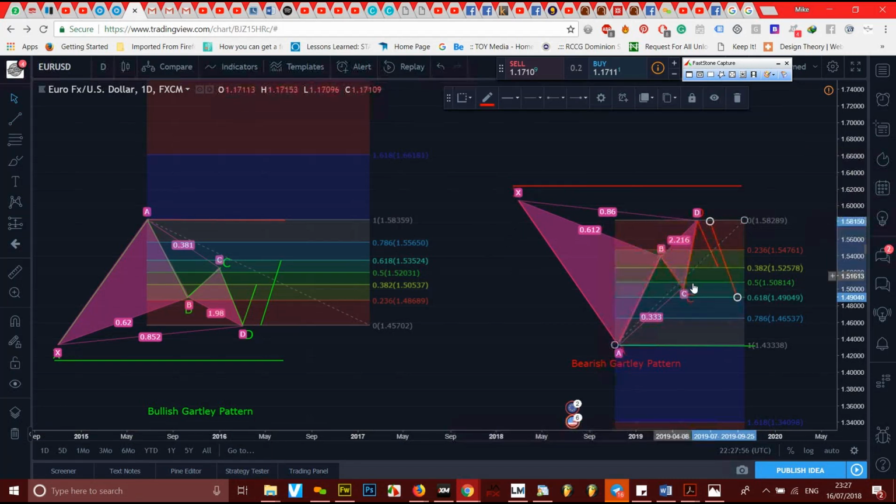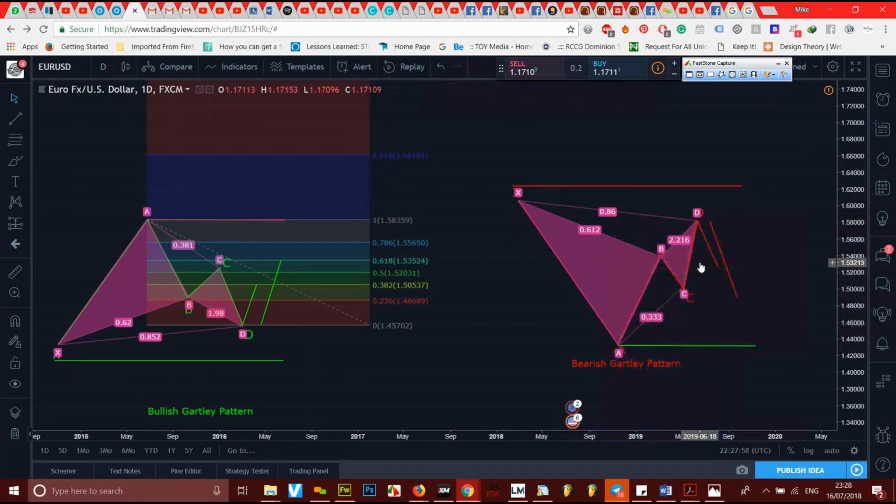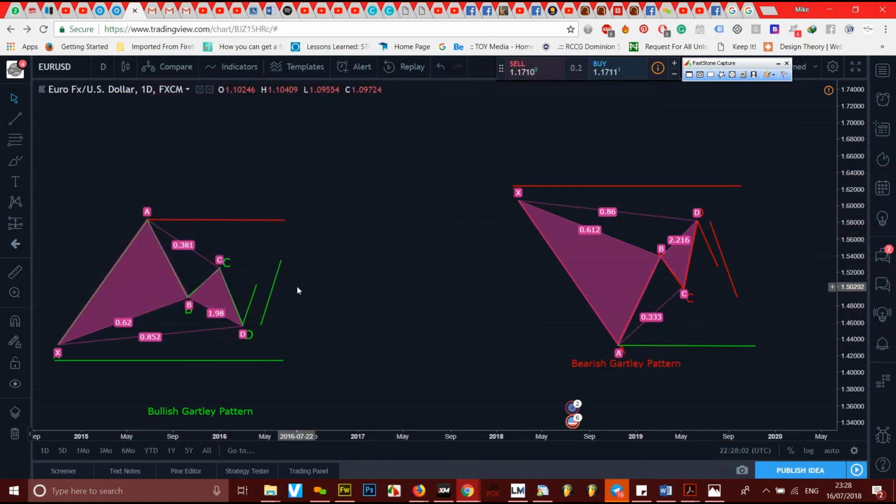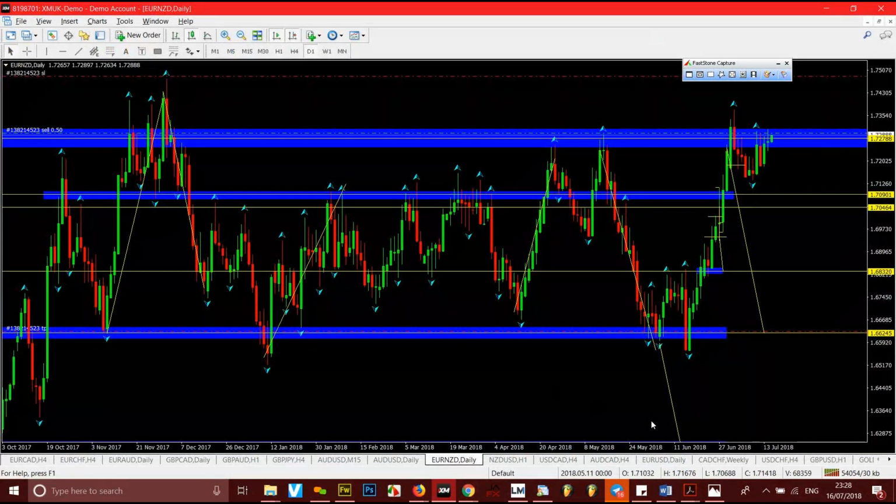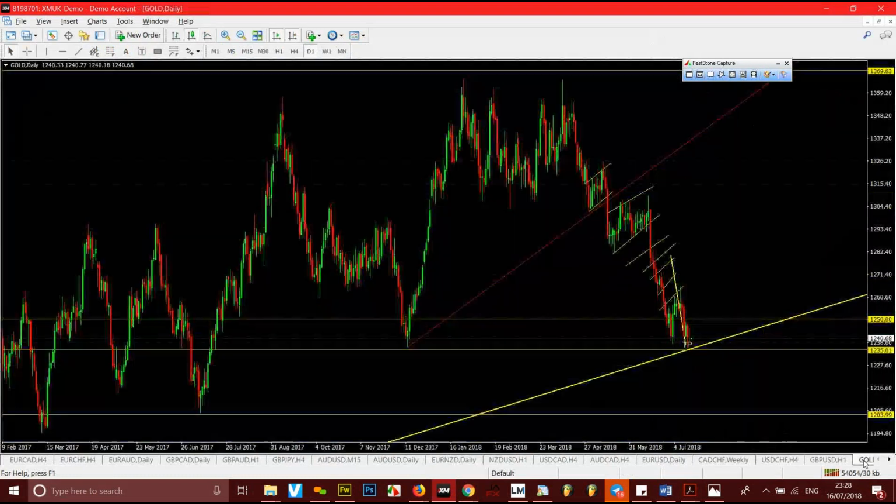So that is the simplest way to draw a Gartley pattern. Now I'm going to look at that on, probably do it better, look at it on this chart.